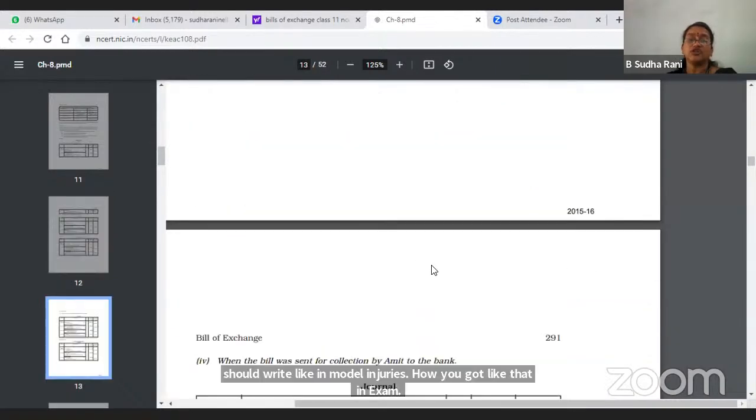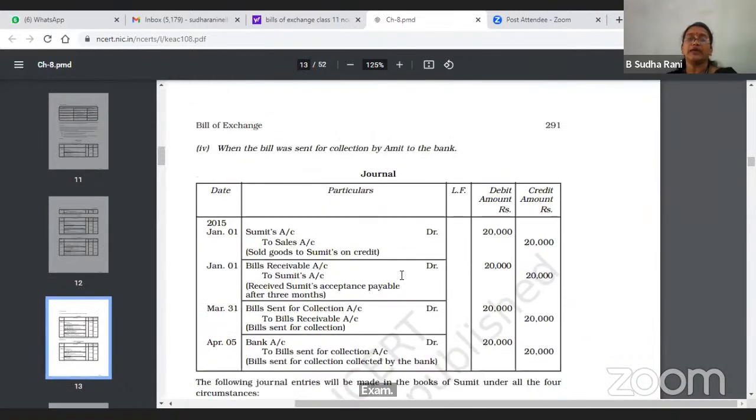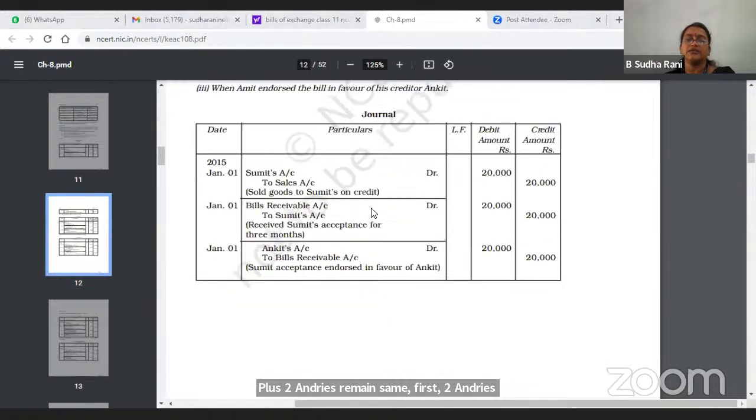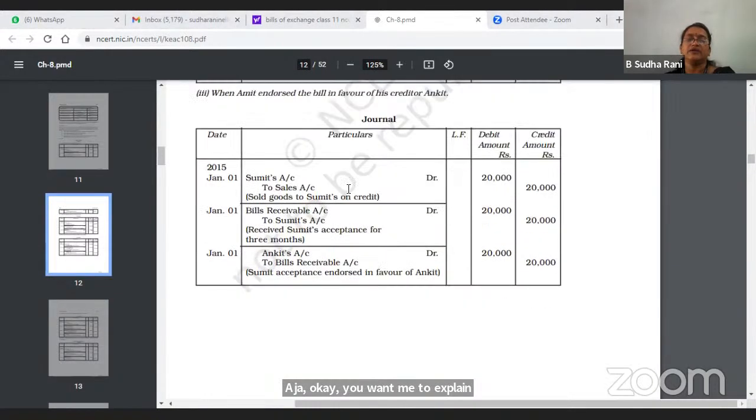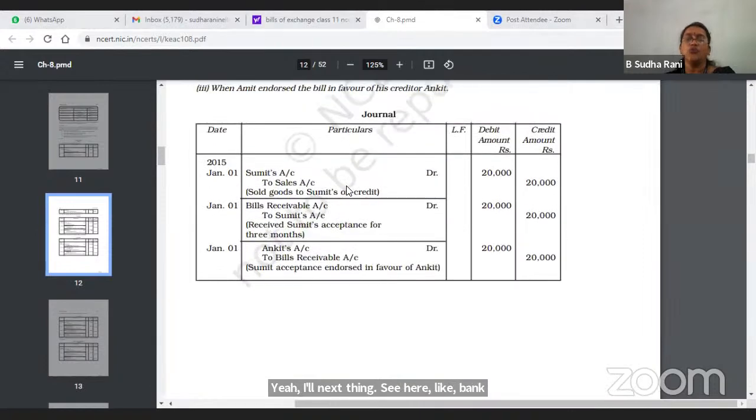Now, what is the fourth situation? Bill sent to bank for collection. Again, under this fourth situation also, first 2 entries remain the same. Okay, you want me to explain? Yeah, I'll explain. See, here in case of endorsement, what did Amit do? After bill acceptance received, Amit transferred or endorsed his bill to Ankit.